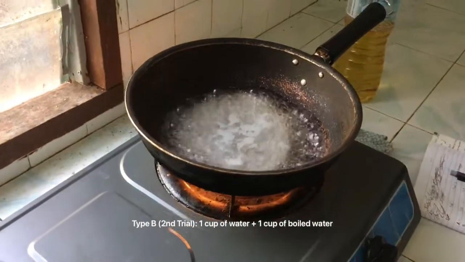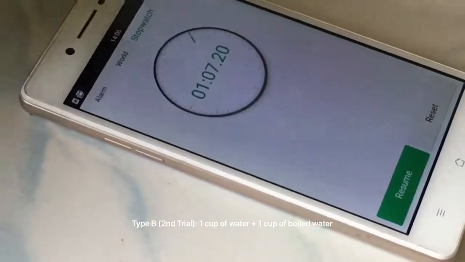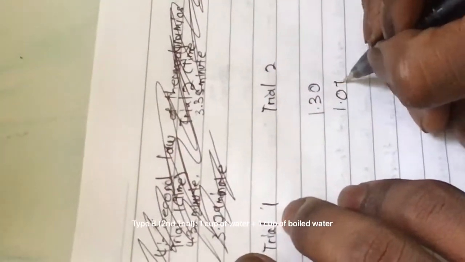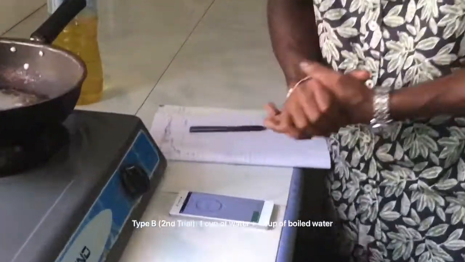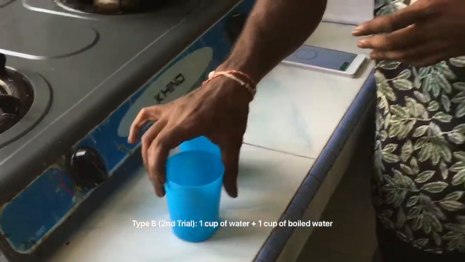Let's see. The water is boiled. Now I'll stop the timer. The time taken was 1 minute and 7 seconds, which is quite different also. Next, for type C of mixture, which is 1 cup of normal water and 1 cup of ice water, we'll conduct that in a while.